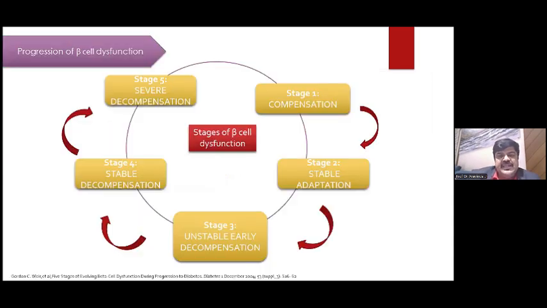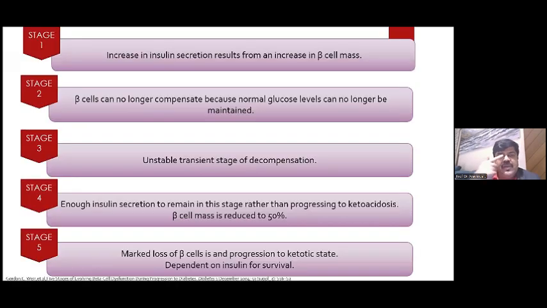You can see in this slide there are stages of beta cell function. There are 5 stages. On the right hand side, starting, you can see stage 1 is compensation. Stage 2 is stable adaptation. Stage 3 is unstable early decompensation. Stage 4 is stable decompensation. Stage 5 is severe decompensation. These are the 5 stages of beta cell dysfunction.